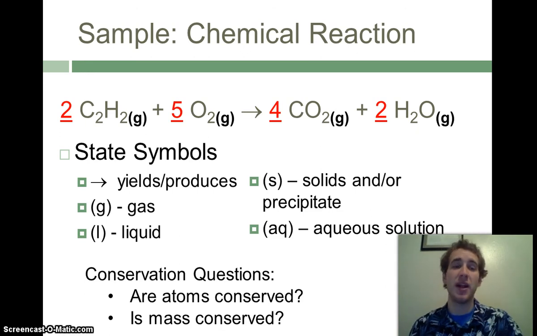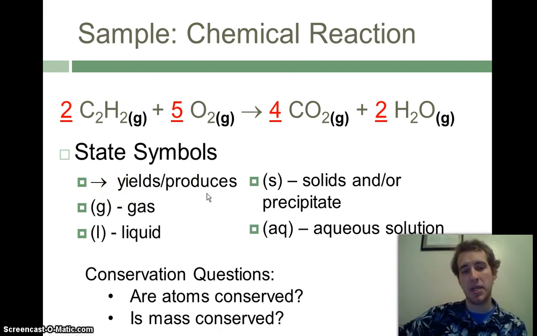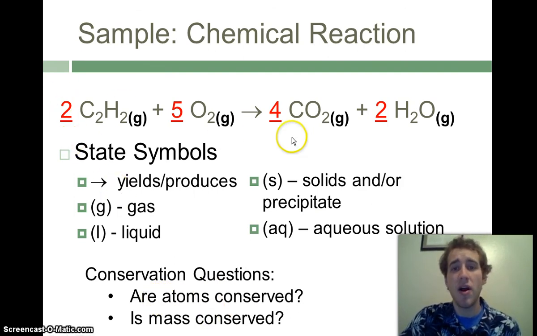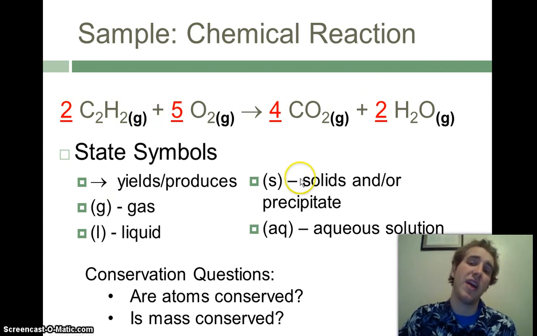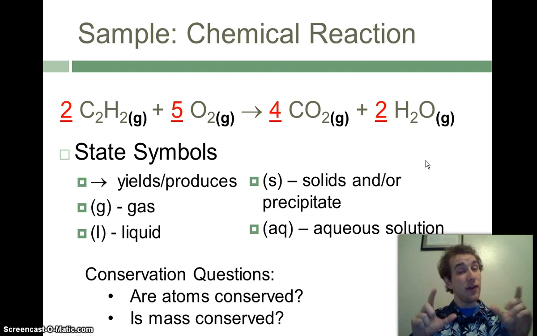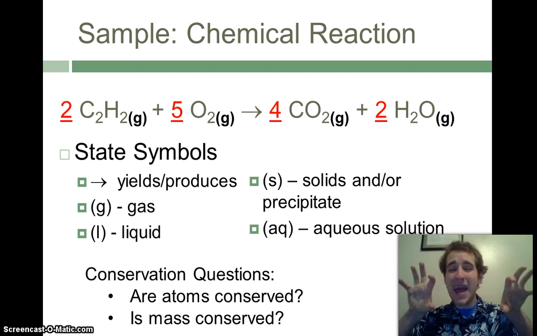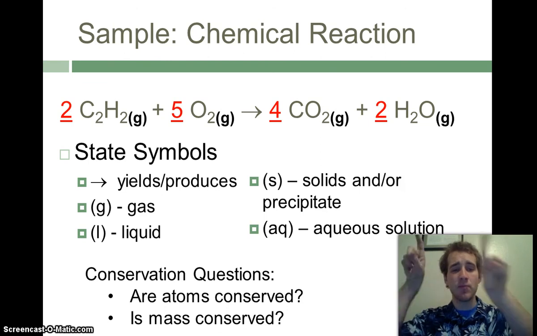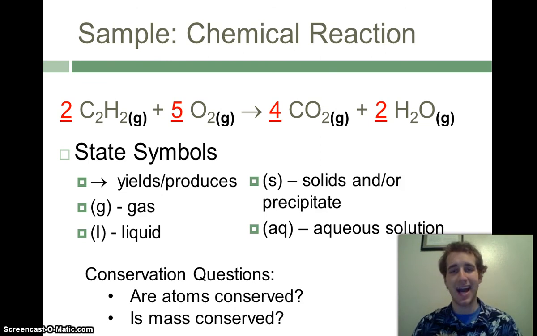G for gas, L for liquid, and remember that that arrow stands for a reaction. So if you see the yields or produces, that means our reaction is happening. Okay? Here we can look and see, okay, are atoms conserved? Well, yeah, we've got 4 and 4 carbon, we've got 4 hydrogen, we've got 10 oxygen, 4 plus 2 for a total of 8 oxygens. The atoms are conserved, and if we have the same number of atoms on both sides, the mass has to be conserved. There's no other way it can be different. Same number of atoms before, same number of atoms after.